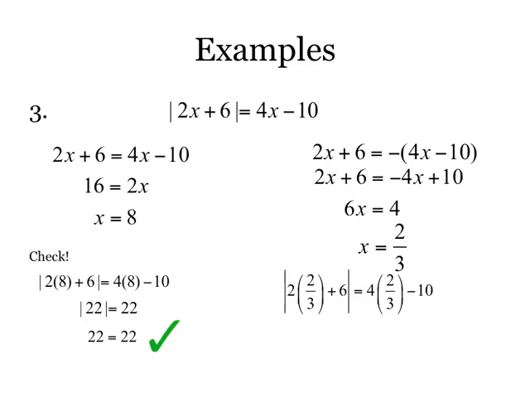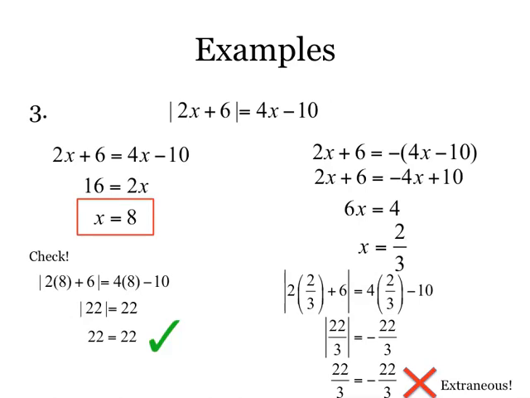Let's see, 2 times 2/3 plus 6, that would be 4/3 plus 18/3, which is 22/3. And on the right, we have 4 times 2, that's 8. So 8/3 minus 10, so 8/3 minus 30 over 3, which is equal to negative 22 over 3. Now in this case, the absolute value of 22 over 3 is not equal to negative 22 over 3, so this is extraneous, which means that this problem only has one solution, and that's x equals 8.